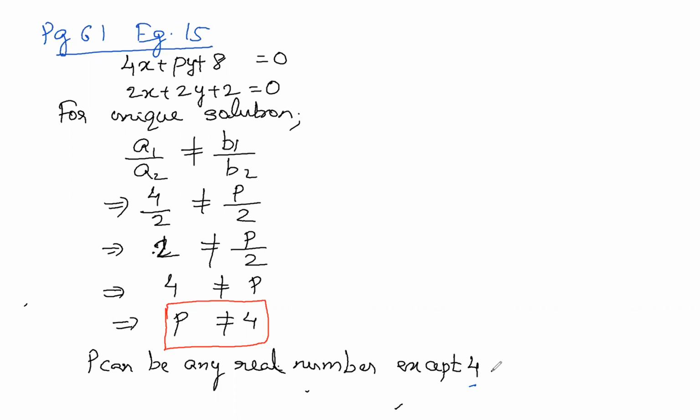Now example number 16. What about example number 16? Very next question. For what values of K? So this type of questions are important 2 mark questions for unique solution. And for infinitely many solutions, some questions are 3 mark questions. For example, number 16 is a 3 mark question.